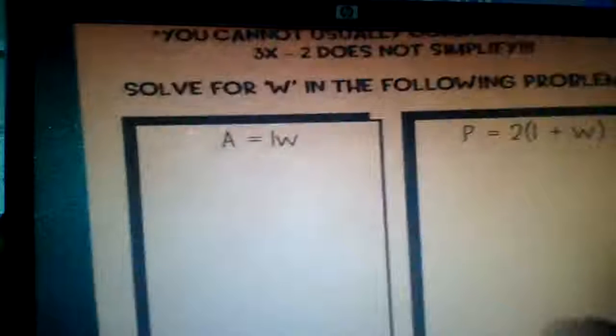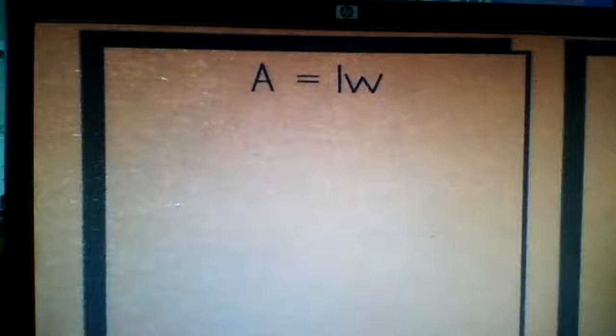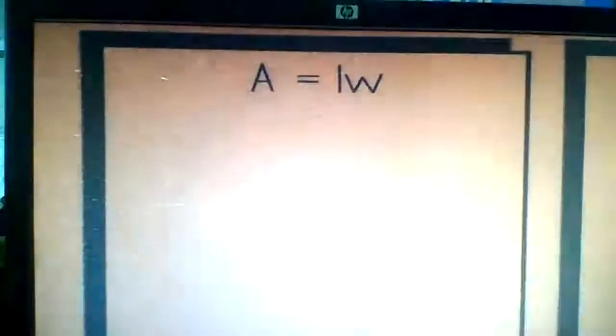So, here's your first example. What is this equation? That's not a 1, that's an L. You should know what this equation is. What does A stand for in this equation? Area equals length times width. This is the area of a square or a rectangle. Okay? I need to get W by itself. So my job is to get rid of everything on this side except for W. I need to keep that all by itself.